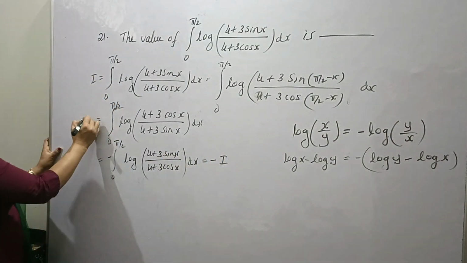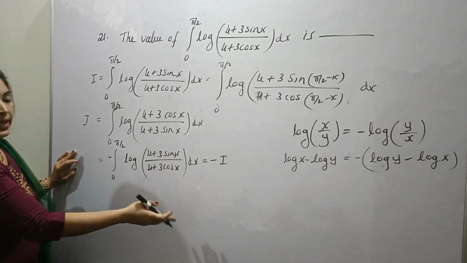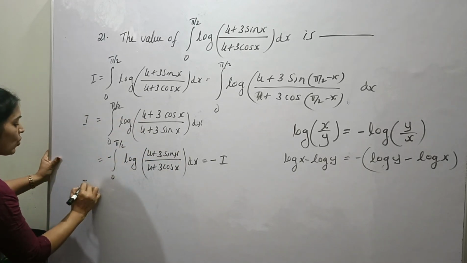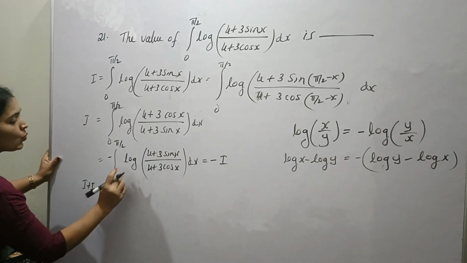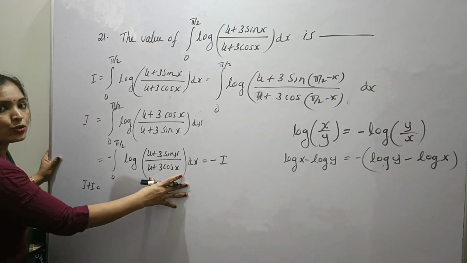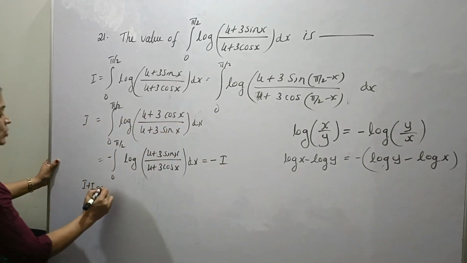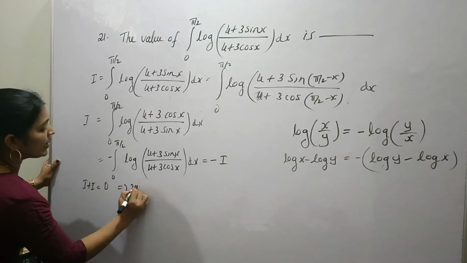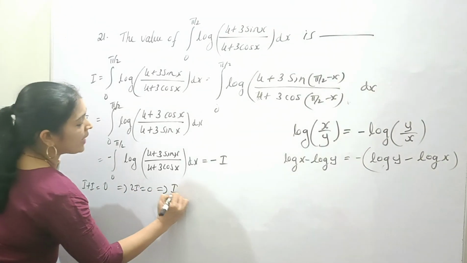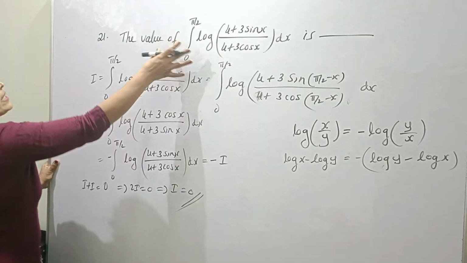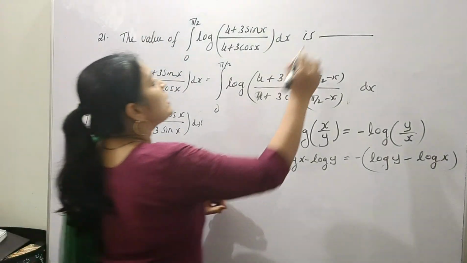Okay. So here we have got I is equal to minus I. Take this I to the left side. So I plus I is equal to, on the right side, 0, right? We have taken I to the left side. So that implies 2I is equal to 0. That implies I is equal to 0. That means the value of this integral is equal to 0.